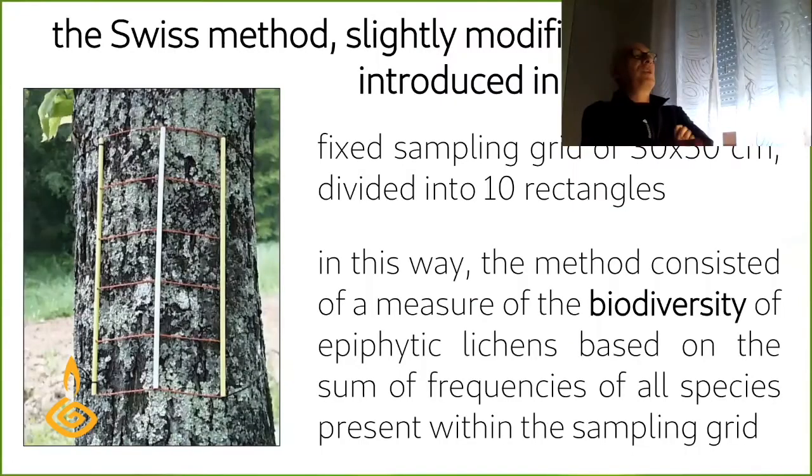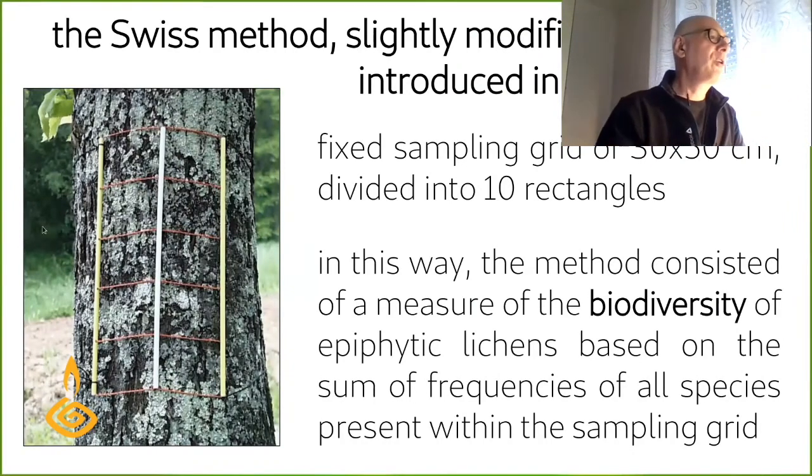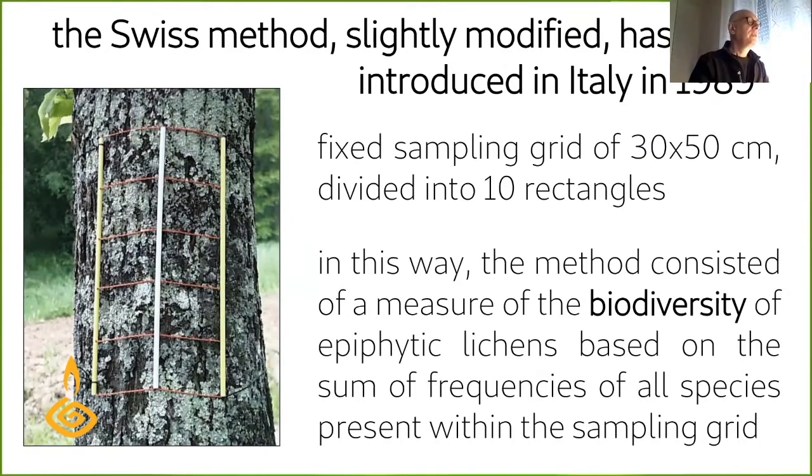And what was the Swiss method? This method was based on the use of a sampling grid to have a quantitative measure, and to measure the frequency of the lichens. How? Just simply counting. It's a very simple method. Counting how many times out of, in this case, 10, we will see there are other grids, a species was present in the grid. It's very simple to measure the frequency.